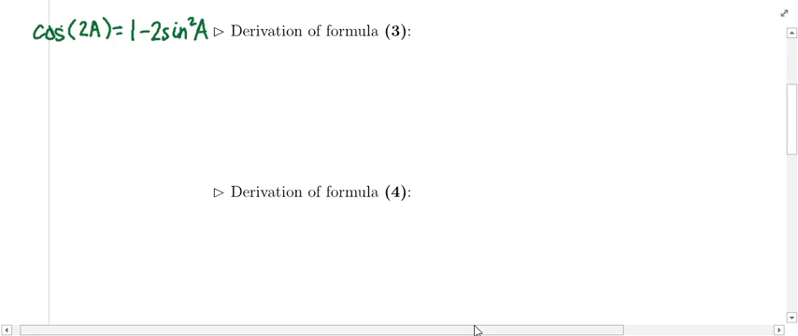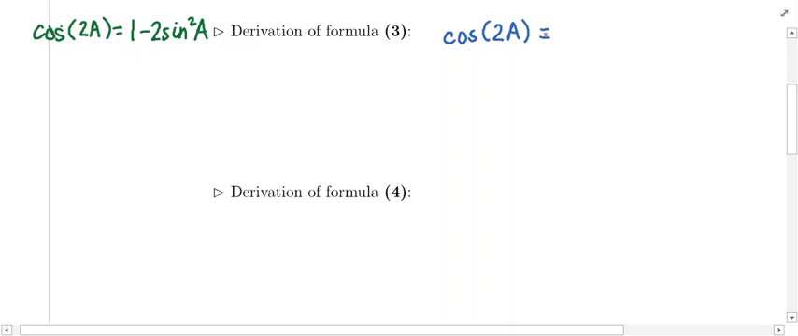Okay, we cannot start out with cosine of 2A is equal to cosine of A plus A, because that's how we got the first double angle formula for cosine. This is a different double angle formula for cosine, so we're going to have to proceed in a slightly different way. All right, so I'm going to start with the cosine of 2A because that's what I have on the left side of this identity.